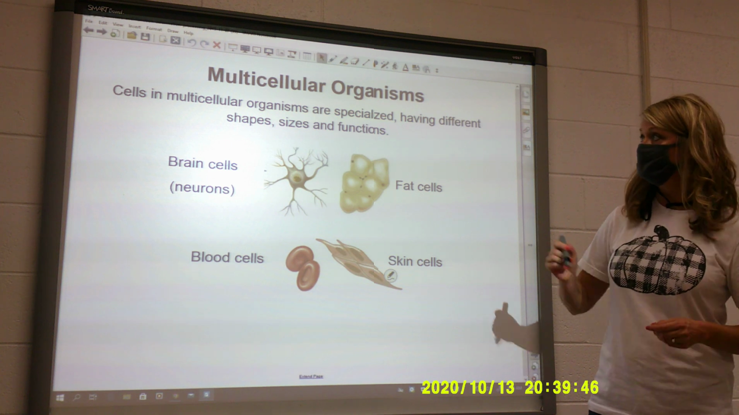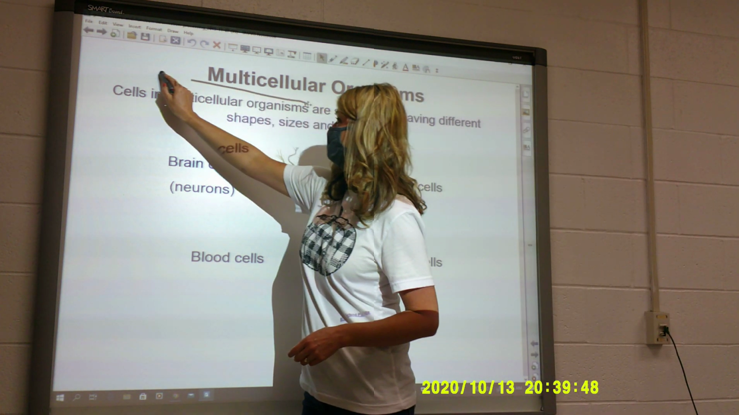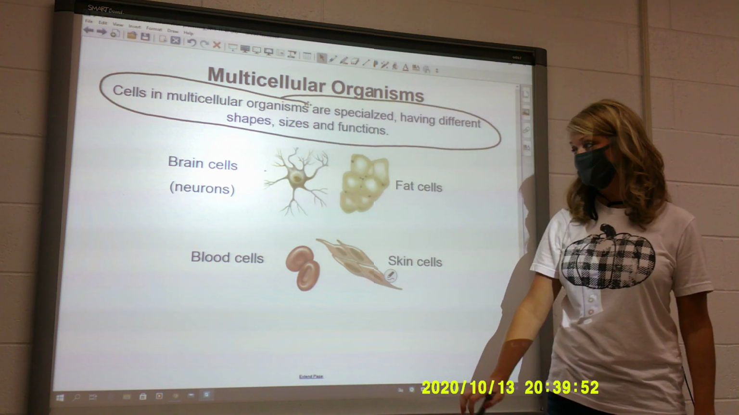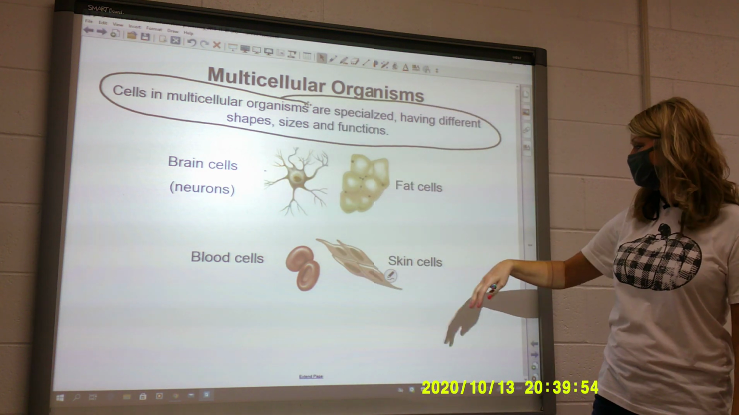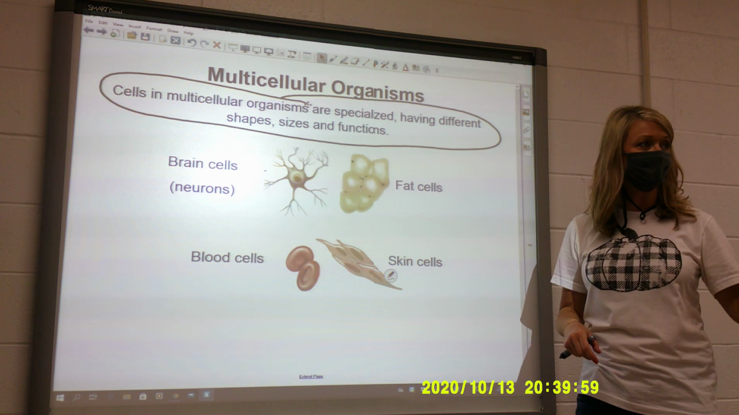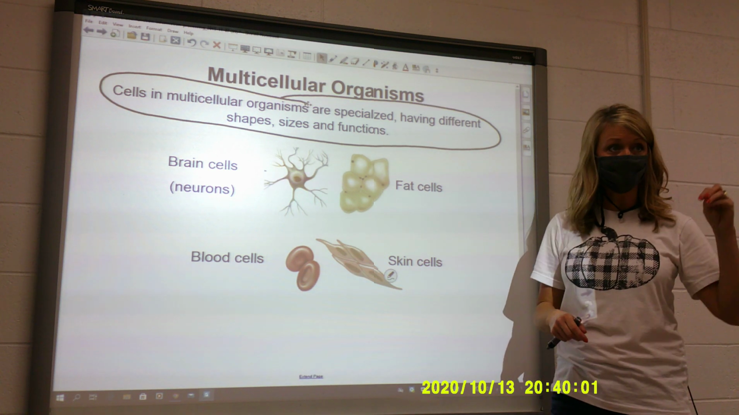Multicellular organisms. Cells in multicellular organisms are specialized, having different shapes, sizes, and functions. We have brain cells, blood cells, skin cells, fat cells, muscle cells. All of those particular cells have specific jobs.